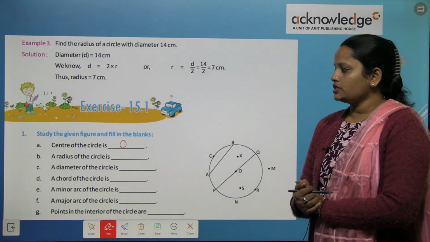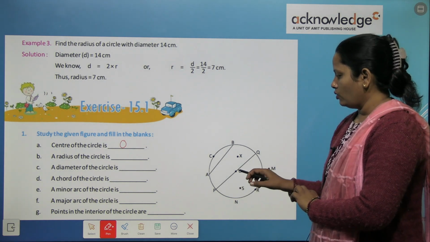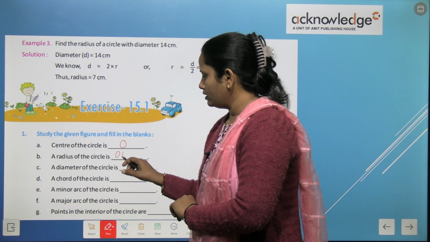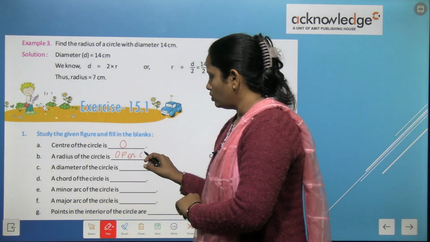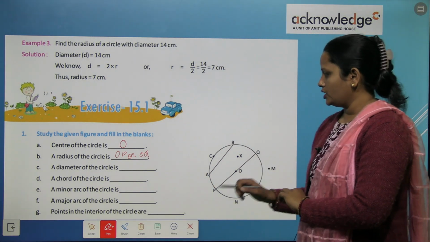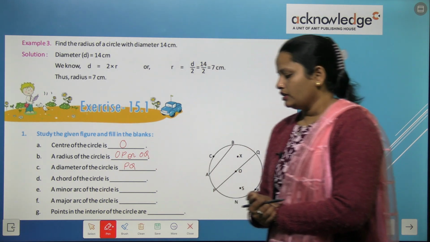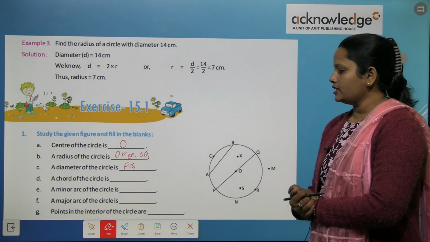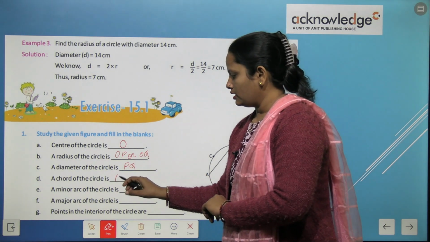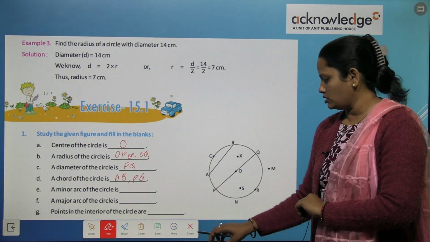Next, the radius of the circle is. Radius circle का क्या है? OP or OQ. Diameter of the circle is PQ. Next, the chord of the circle is AB, PQ. AB. Similarly, we have to find the answer of the rest of the questions.